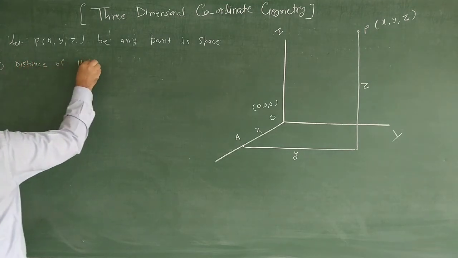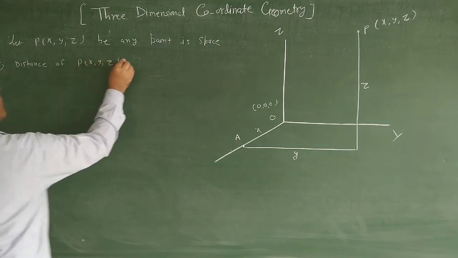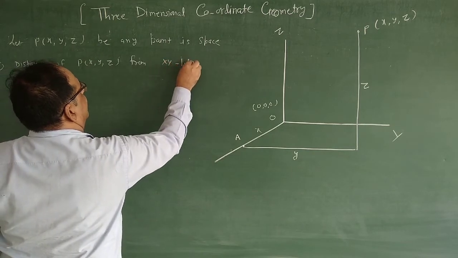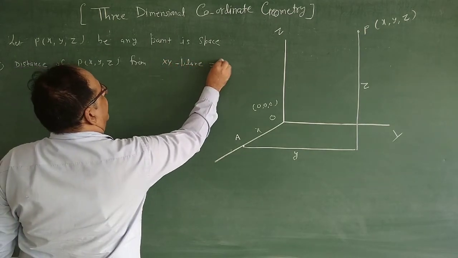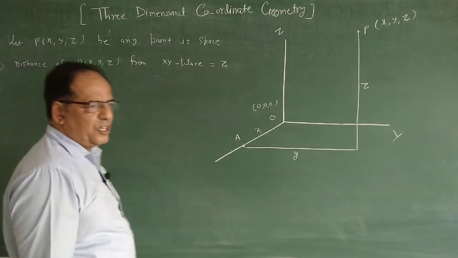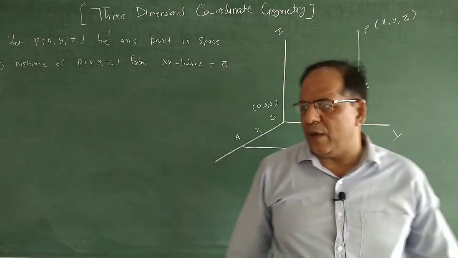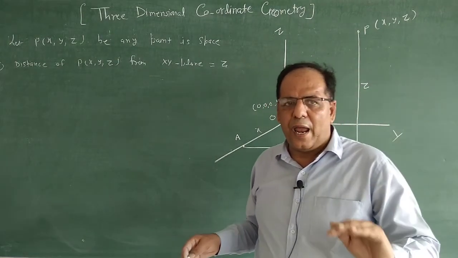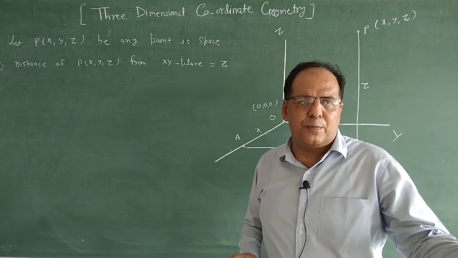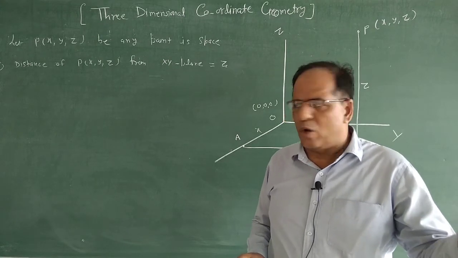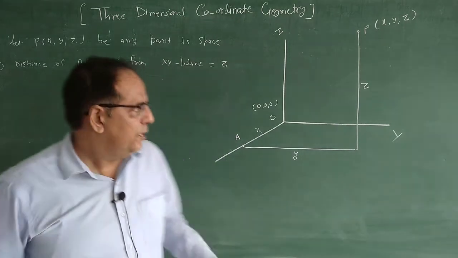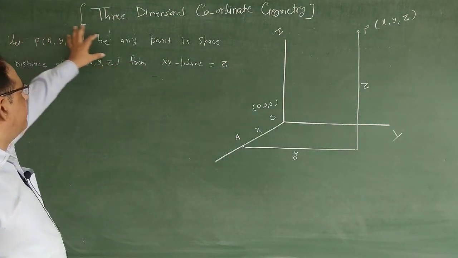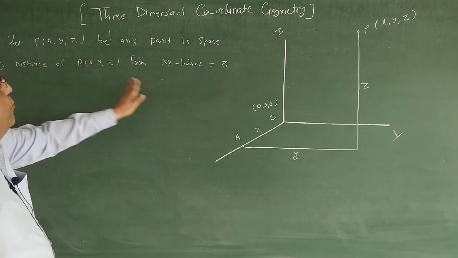Here P x y z is any point in space. Then the distance of P x y z from the xy plane is equal to z. Whenever you want to find the distance of the point P from the xy plane, you take any point on the xy plane whose coordinates will be x, y, 0. So we can find the distance using coordinates, but directly, if P x y z is any point in space, the distance from the xy plane will be z.